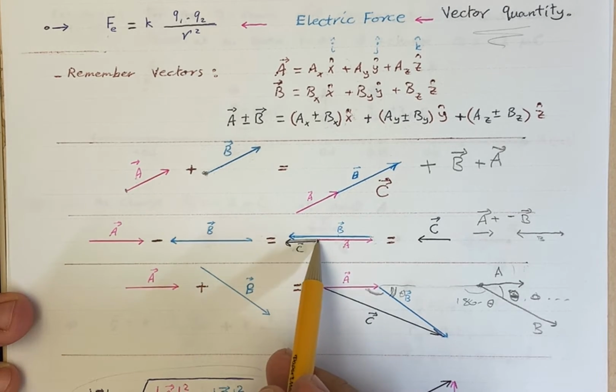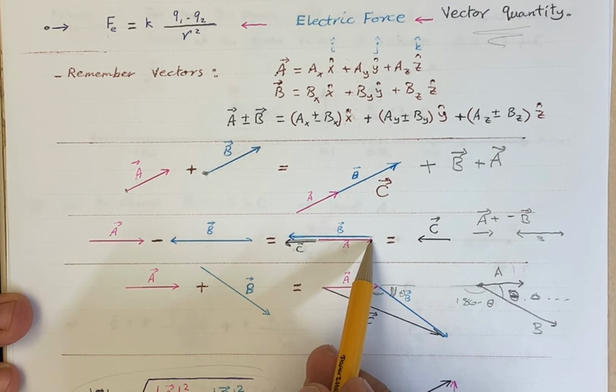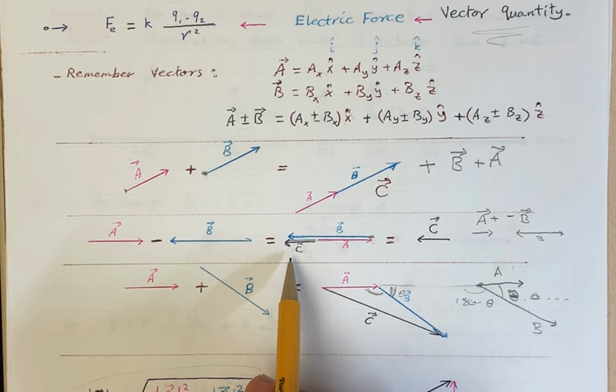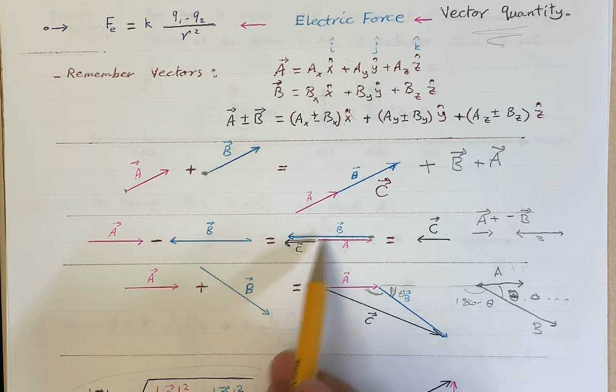We start with A. At the end of A, we start again with B, put B at the end of A, and we have it in the opposite direction, so that the resultant vector is C. And we can see that the direction of C is the direction of the bigger vector, or the longer vector, which is B in this case.